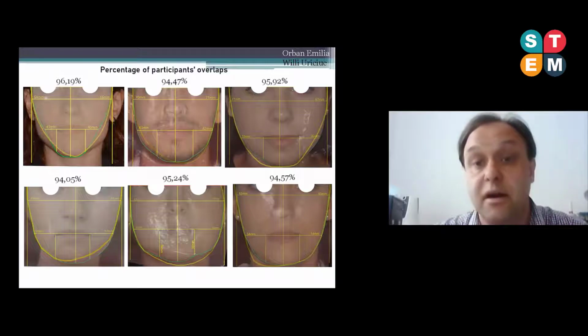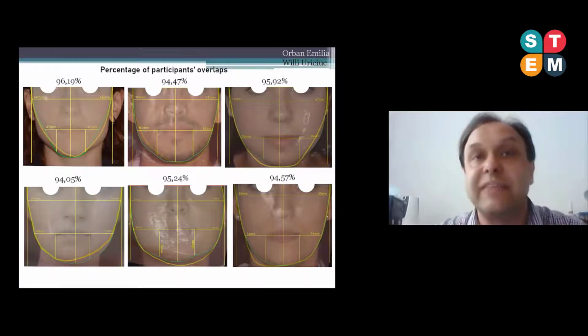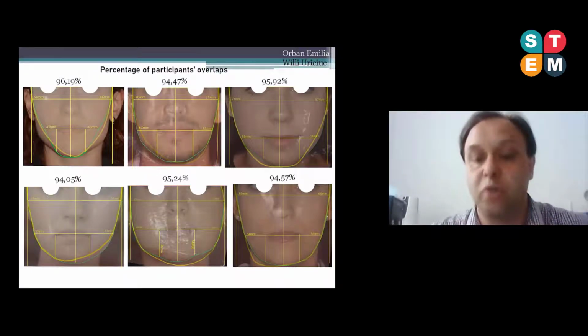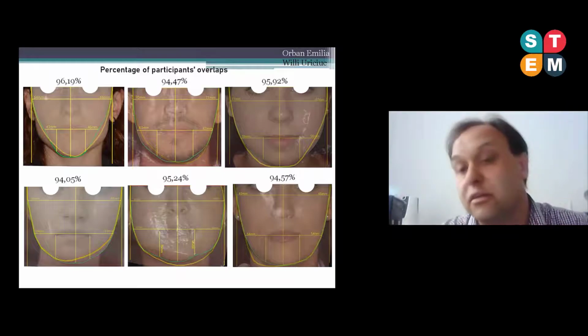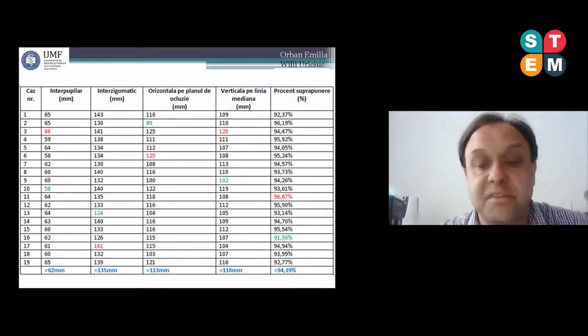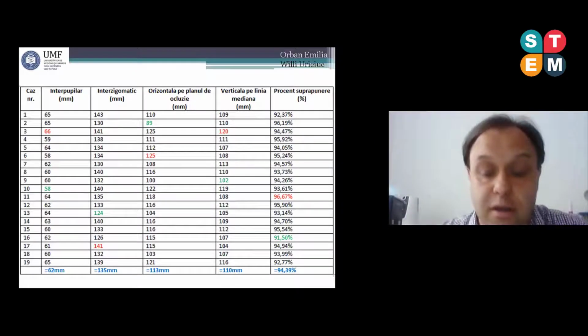The percentage goes up to 95%, which concludes that the central incisor has a lot of overlap with the contour of the face. We can take the facial measurement, and after that reproduce it in the frontal group reconstruction. Those are the percentages. The average is 94, which is a very good response.